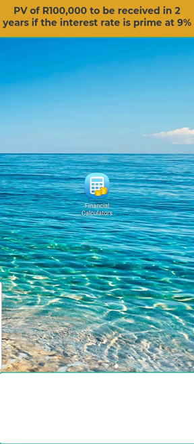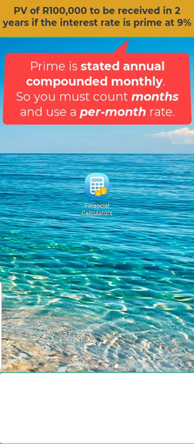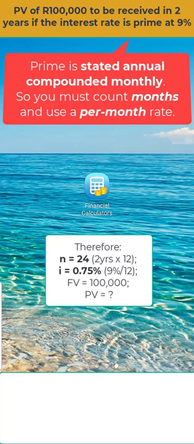The rate here is prime, and you need to know that in South Africa, prime is stated annual compounded monthly. So the relevant period is 1 month, and compounding happens 12 times a year. Therefore, the number of periods here is 24 months, not 2 years, and the interest rate to be entered into the calculator is 0.75% per month, not the prime rate of 9%.